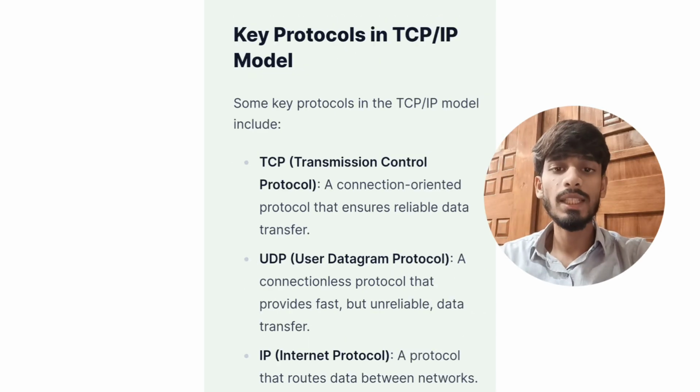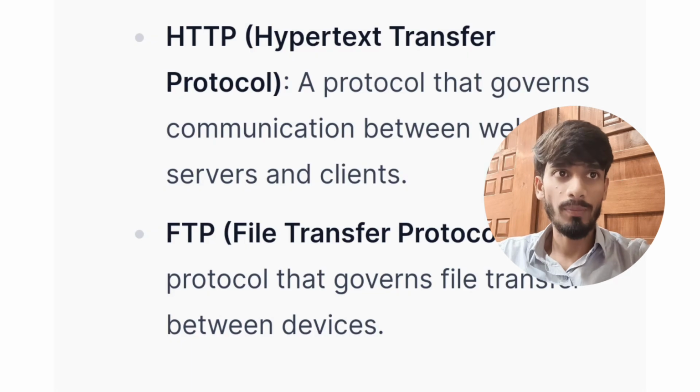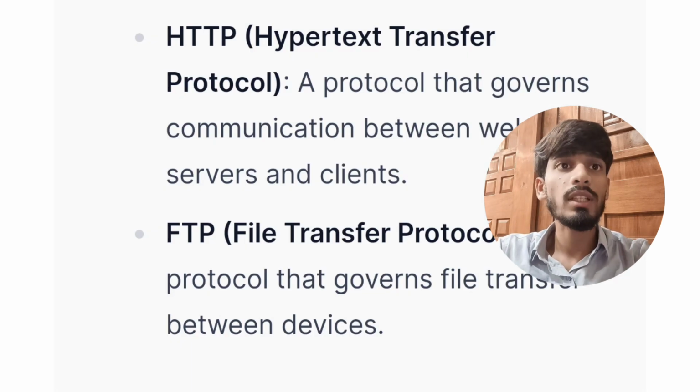Some key protocols in the TCP/IP model. First one is Transmission Control Protocol, a connection-oriented protocol that ensures reliable data transfer. Next is UDP, User Datagram Protocol, a connectionless protocol that provides fast but unreliable data transfer. Internet Protocol, a protocol that routes data between networks. Hypertext Transfer Protocol, a protocol that governs communication between web servers and clients. File Transfer Protocol, a protocol that governs file transfer between devices.